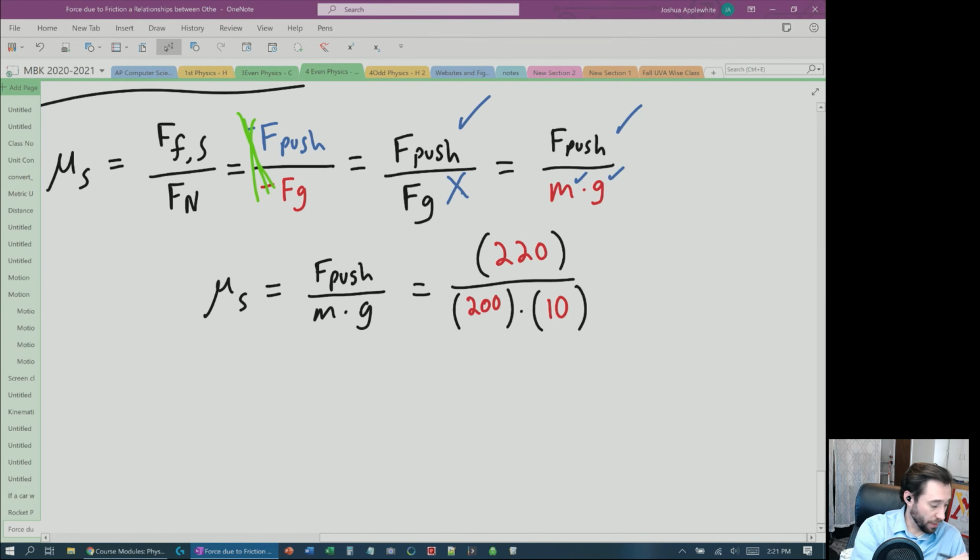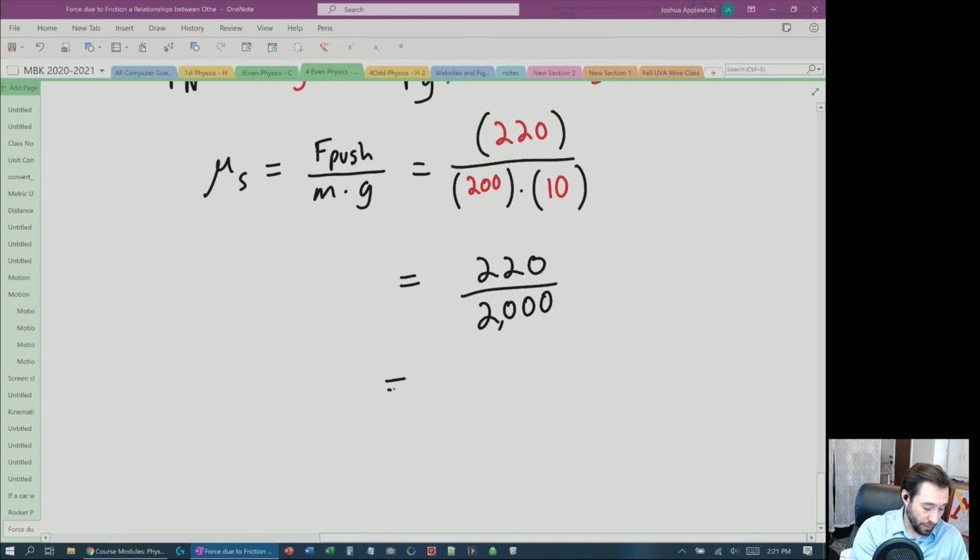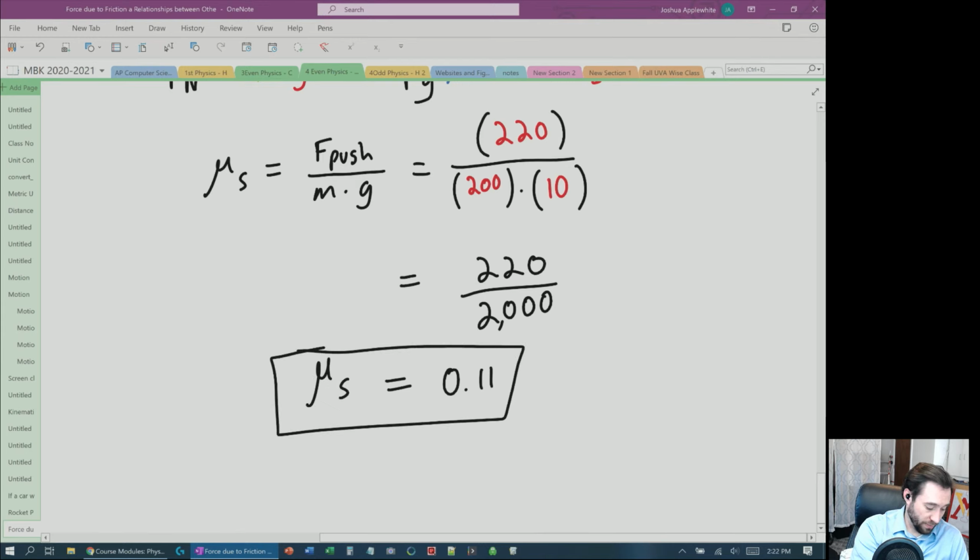So what we end up getting when we actually calculate this, we get 220 over 2,000. And that simplifies down to 0.11. And that is the final answer.